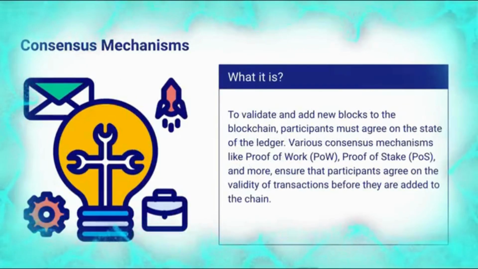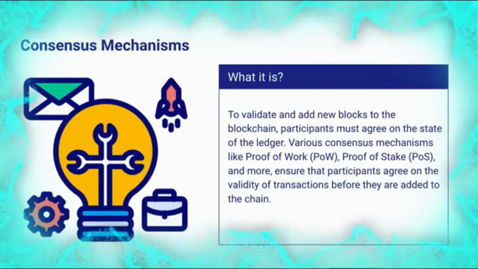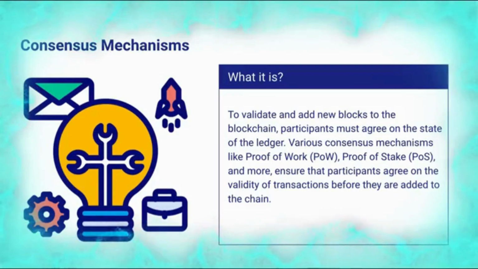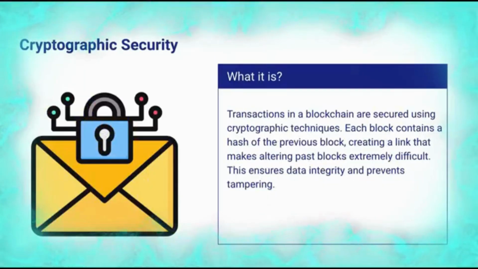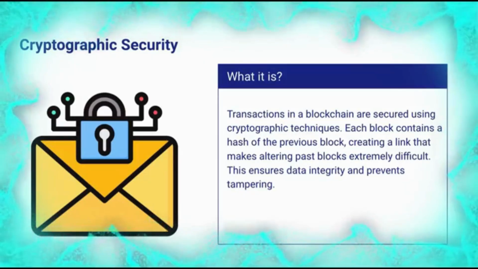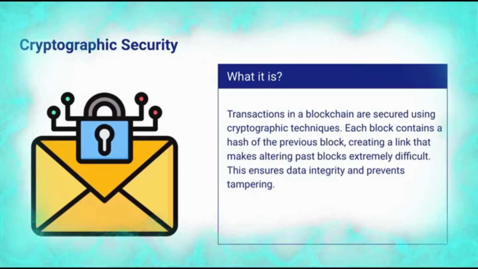Consensus mechanism. To validate and add new blocks to the blockchain, participants must agree on the state of the ledger. Various consensus mechanisms like proof of work, proof of stake, and more ensure that the participants agree on the transactions before they're added to the chain. Cryptographic security. Transactions in a blockchain are secured using cryptographic techniques. Each block contains a hash of the previous block, creating a link that makes altering past blocks extremely difficult. This ensures data integrity and prevents tampering.